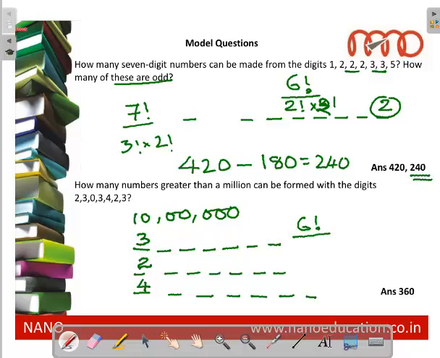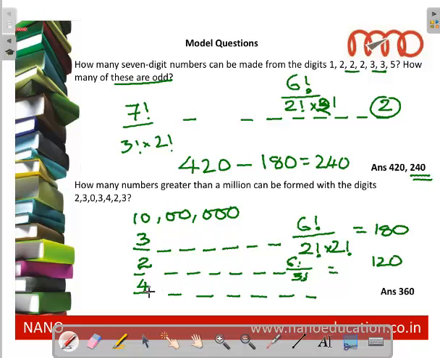Now when I put 3 in the first place, I have 6 digits to be permuted among themselves. I can do that in 6 factorial, of which 1 three is already used, 2 3s are identical, and 2 2s are identical. So we can permute that in 6 factorial by 2 factorial into 2 factorial ways, that is 180 ways. And when the first place is 2, now I have 6 more digits to permute, 6 factorial by 3 factorial since 3 3s are identical, which will be 120.